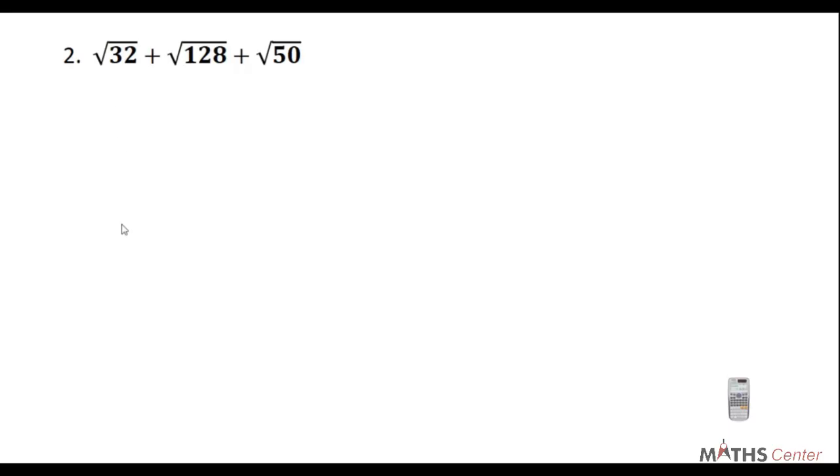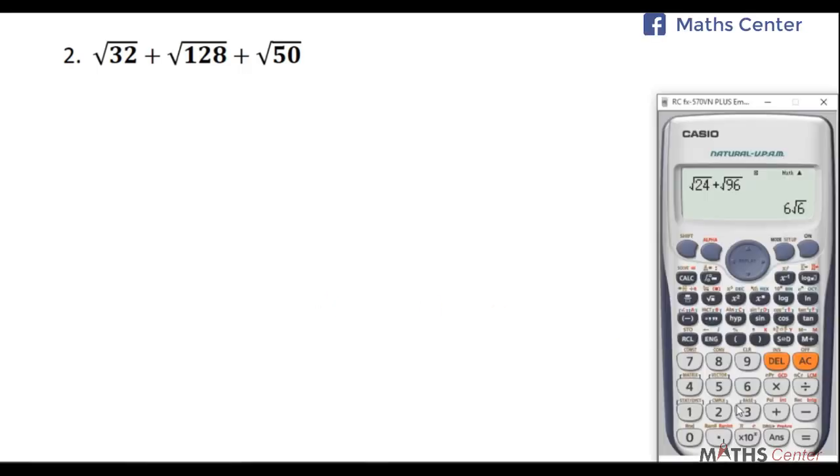We have square root of 32 plus square root of 128 plus square root of 50. So once again, you press these on your calculator to give you the two numbers. So let's do it for this one too. You press square root of 32 on your calculator. Square root of 32 is giving us 4 root 2. So the perfect square we are looking for is 4 squared, which is 16. Then the other number will be 2. So you have 16 times 2 for 32.